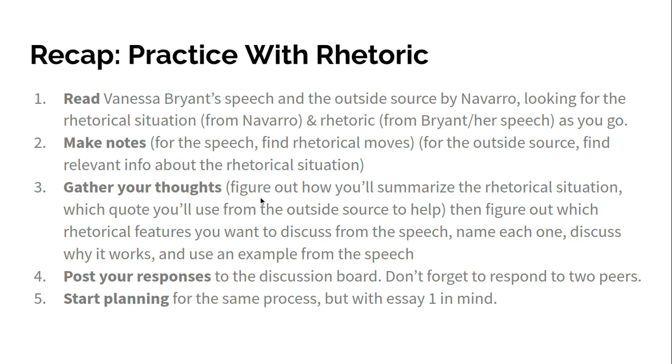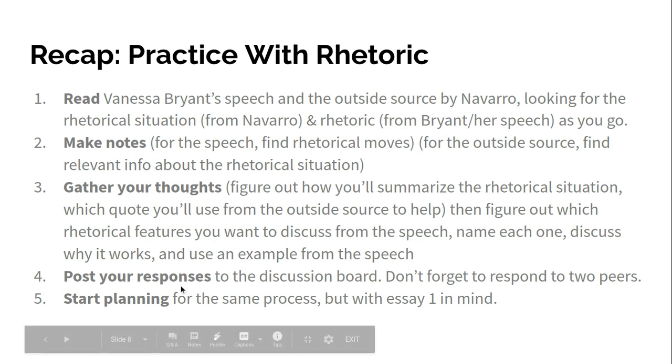Then gather your thoughts. Figure out how you're going to summarize the rhetorical situation. Choose the quote you want to use from the outside source, and then figure out which rhetorical features you want to discuss from the speech. Name those, talk about why they work, and then use examples from the speech. Remember to post your responses to the discussion board. So if you go to the discussion board, there will be examples and directions for how to do this particular assignment. Don't forget to respond to 2 peers.